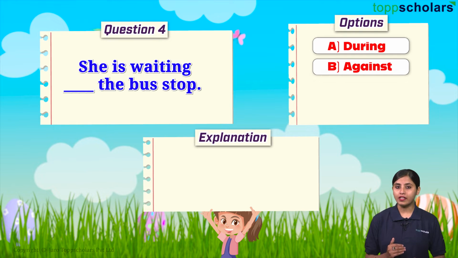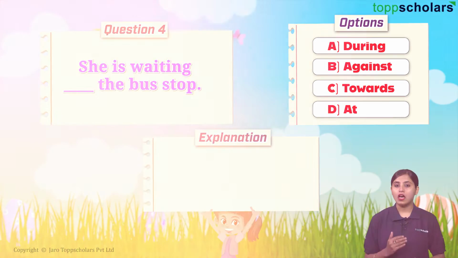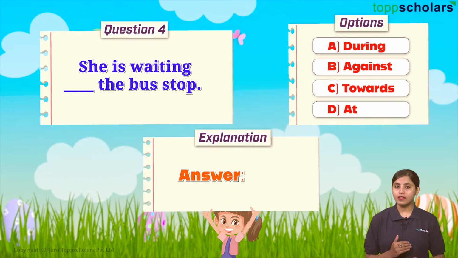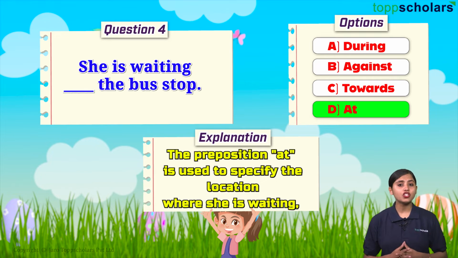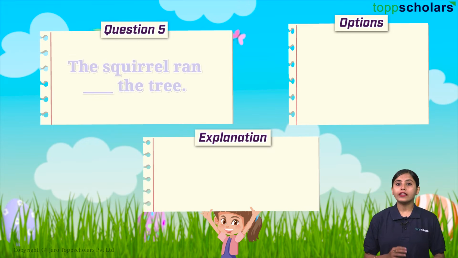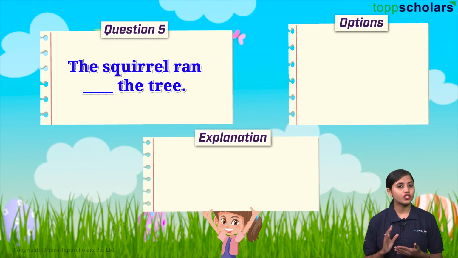During, against, towards, at. Answer: at. The preposition at is used to specify the location where she is waiting, which is the bus stop. Fifth, the squirrel ran dash the tree.